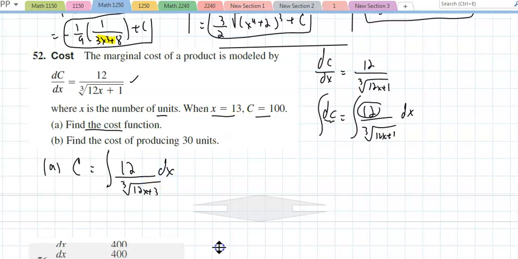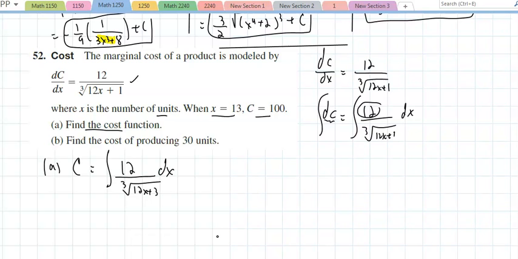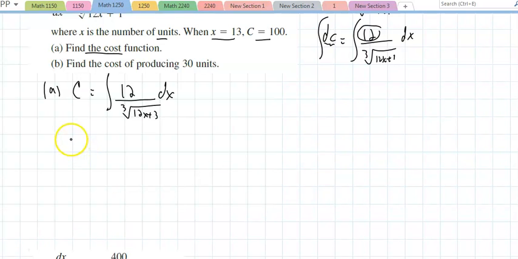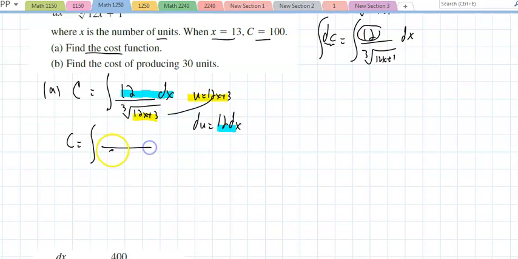Now, the cost function is simply the integral of this. I just need to integrate. Well, let's see how this works. C is going to equal, and do you see this is a u? And if I take a derivative, isn't that 12 dx? So in this case, it matches perfectly. This is going to be the integral. And if I take a u in there, that will make this the cube root of u. And 12 dx will be du.